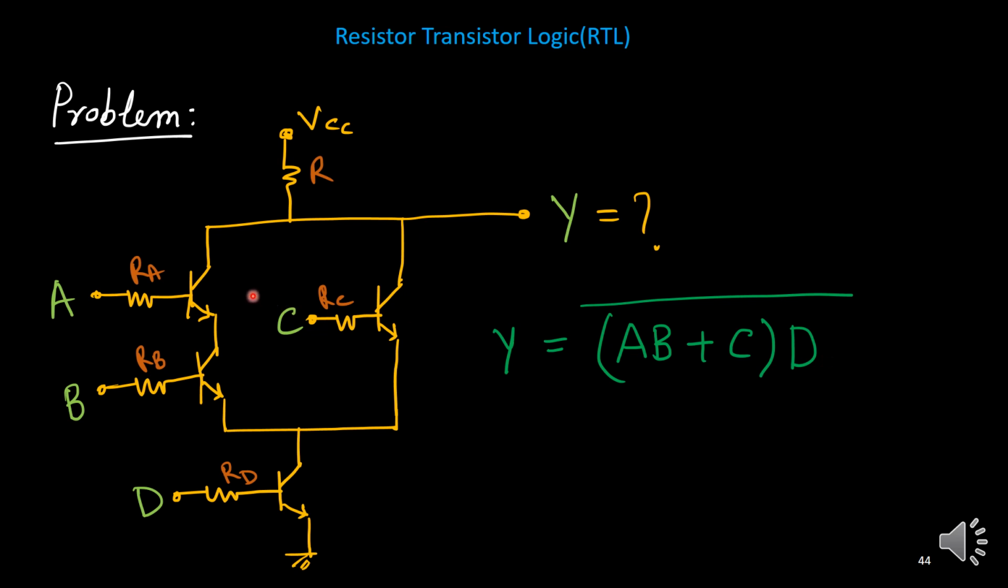So you need to identify the transistors, how they are connected, the blocks. Here there are two parallel paths. This path is AB and this is C, AB or C, and with this D is in series, this is the AND. At the end you should put the bar.